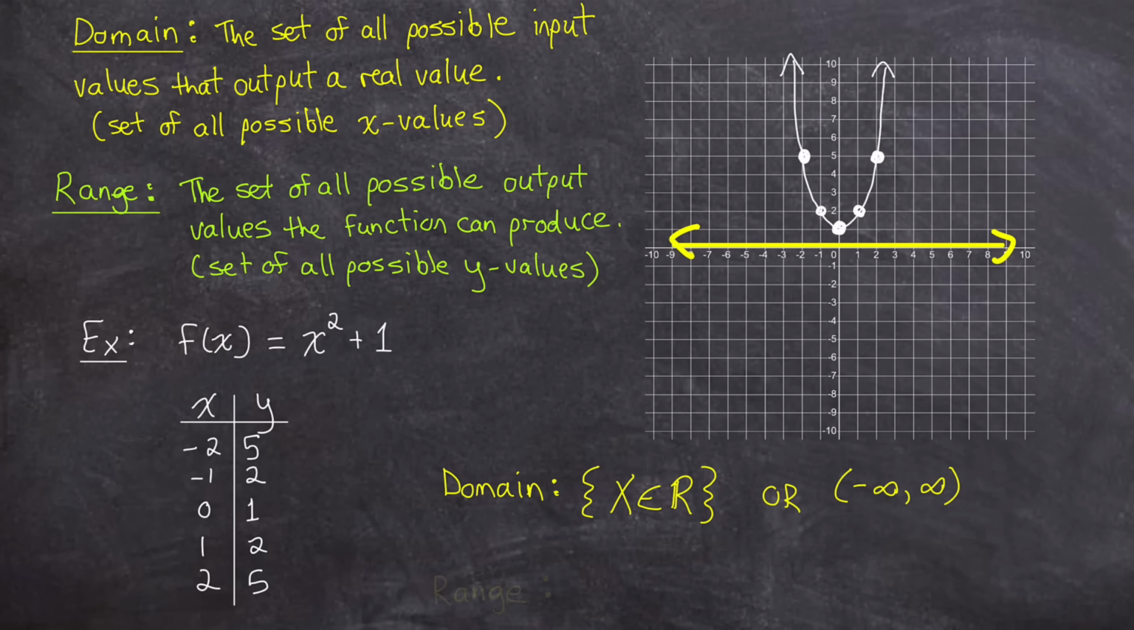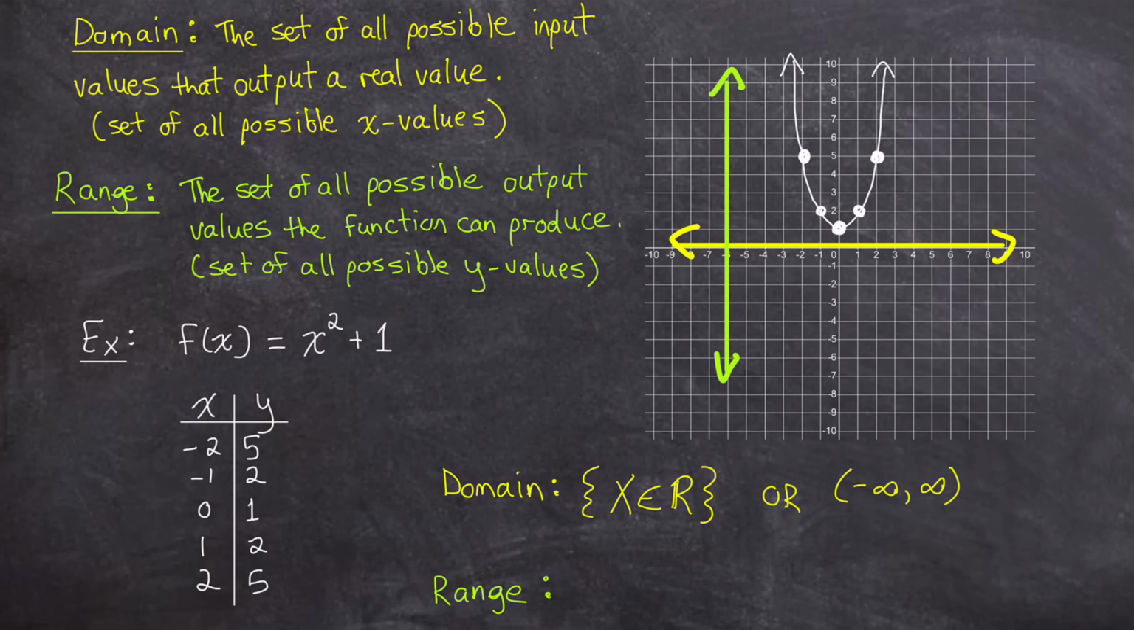And now for range, we would be looking for what are the possible output values we can get for our function. So what can x squared plus 1 equal? Well, because x squared is always going to be at least 0, when we add 1 to it, we're going to get a value that's at least 1. So the smallest y value we can actually get is 1. And we can see that on the graph, right? When thinking about the range, we would be thinking vertically, where does this function exist?